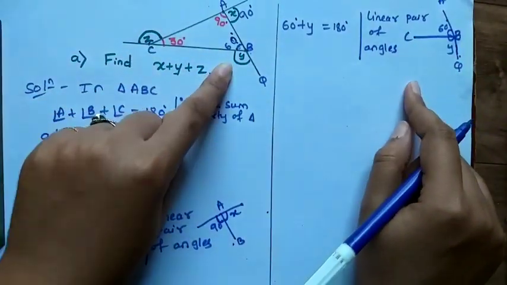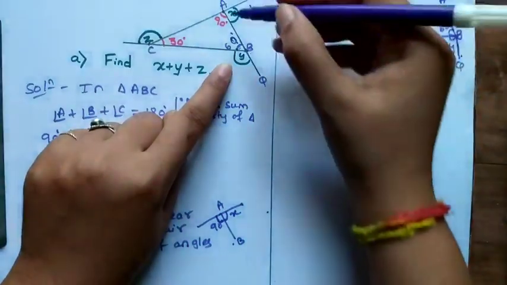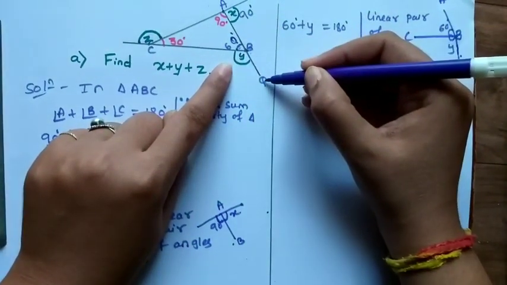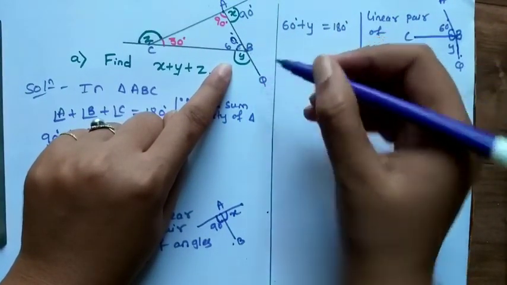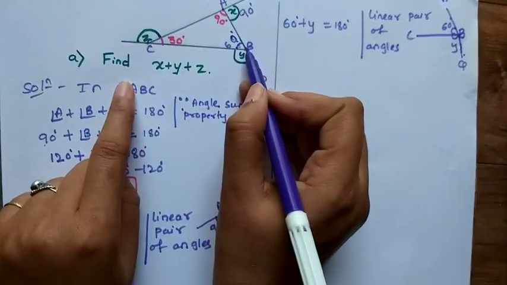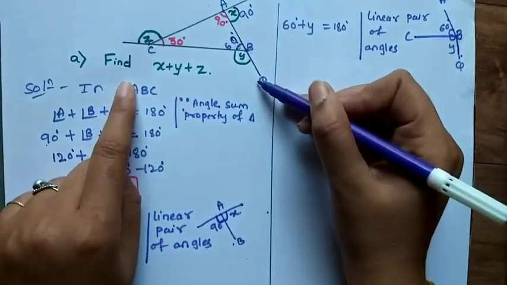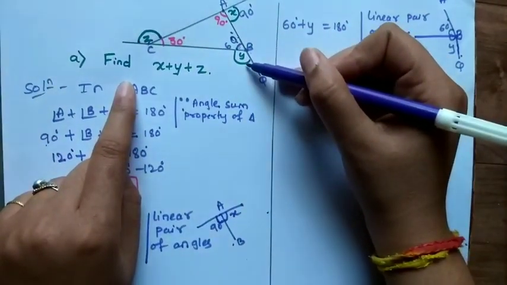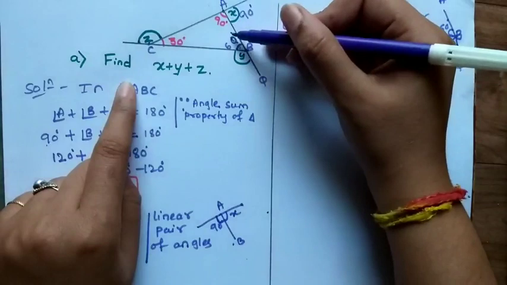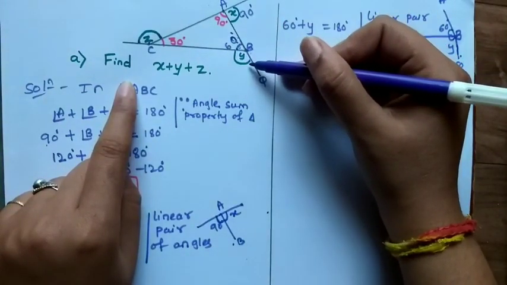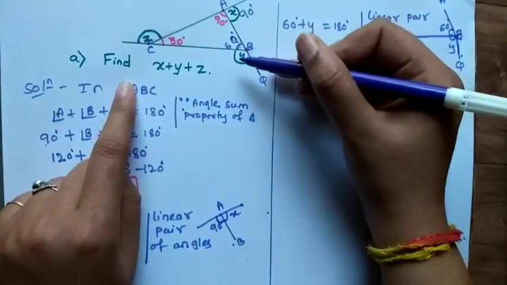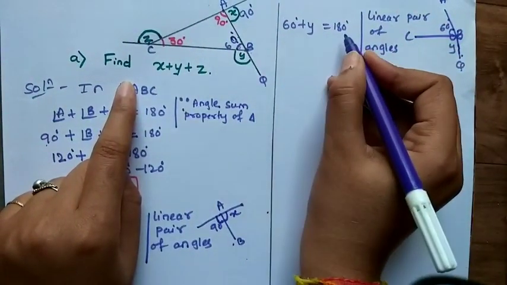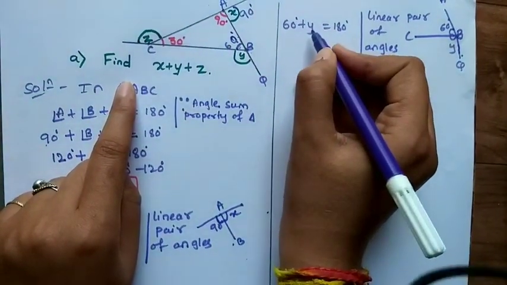Here just observe, this is a form of linear pair of angles. ABQ is the straight line and CB is the ray which intersects ABQ. 60 degrees and Y are the adjacent angles. When we add these two, the sum is always 180 degrees. This is the definition of the linear pair condition. So 60 degrees plus Y is equal to 180 degrees. Here we have to find the Y value.